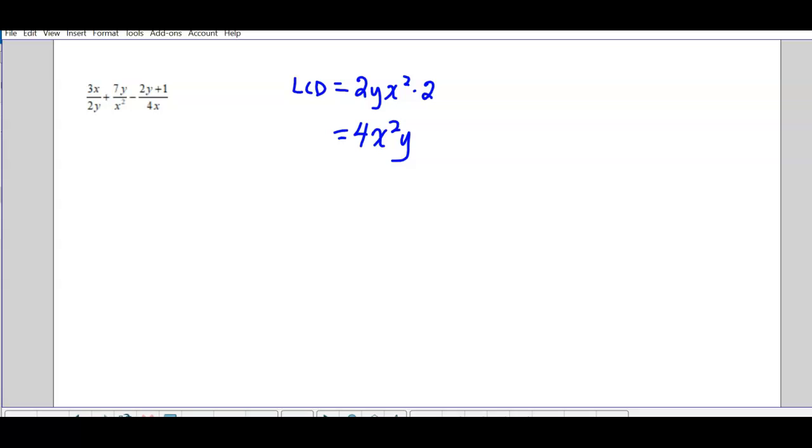So take a look at the factors of each denominator and make sure they're included in your lowest common denominator. Make sure they divide into it. Okay, now I've been showing separate fractions. If you want to do it all in one, then you can. This would be 4x squared y. And then you're just going to use brackets and show your multiplication.